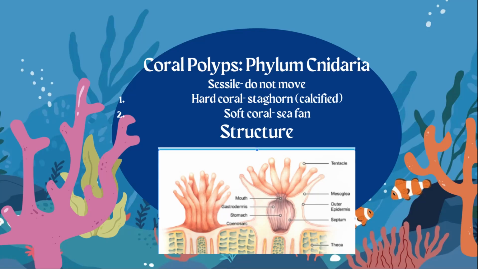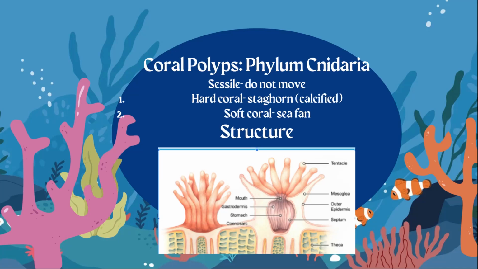So on the tentacles of a coral polyp, they have nematocysts. The nematocysts are stinging cells that actually stun prey and allow for the tentacles to bring food into the mouth. So coral doesn't walk or move on its own. It's a sessile organism, meaning wherever it grows, that's where it stays.